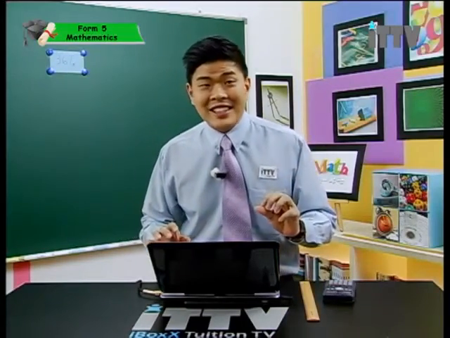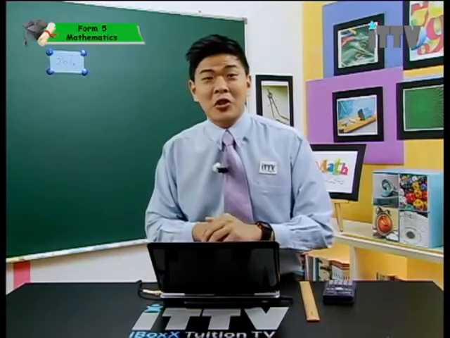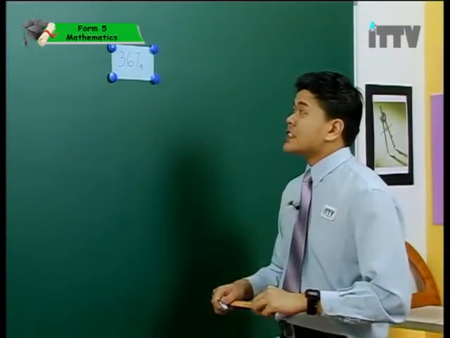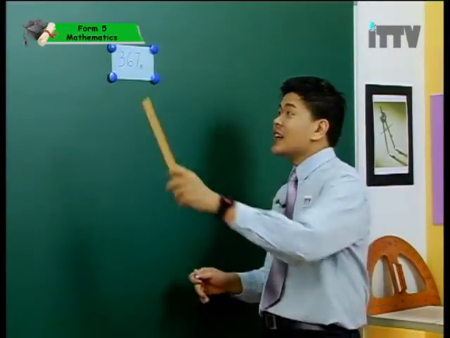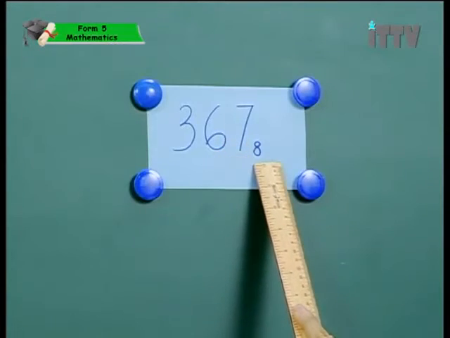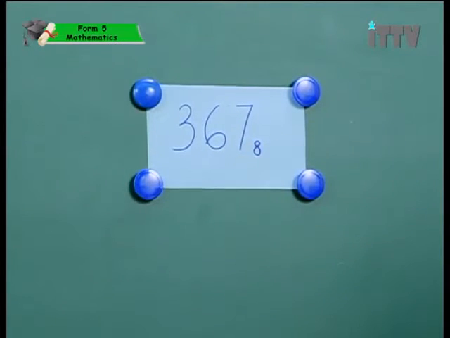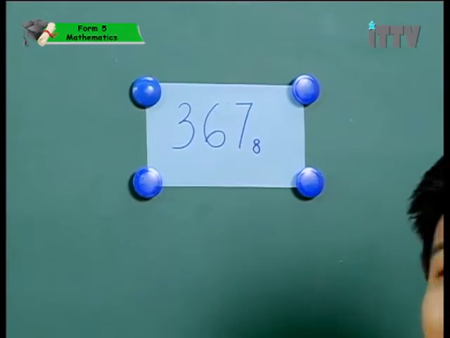Remember, as long as base 5 is involved in the conversion, together with base 2 or base 8, you have to apply the 3-step method as we have discussed just now. So now for A, let's go over to the board and check your solution. Let's take a look at the number again: 367 in base 8.